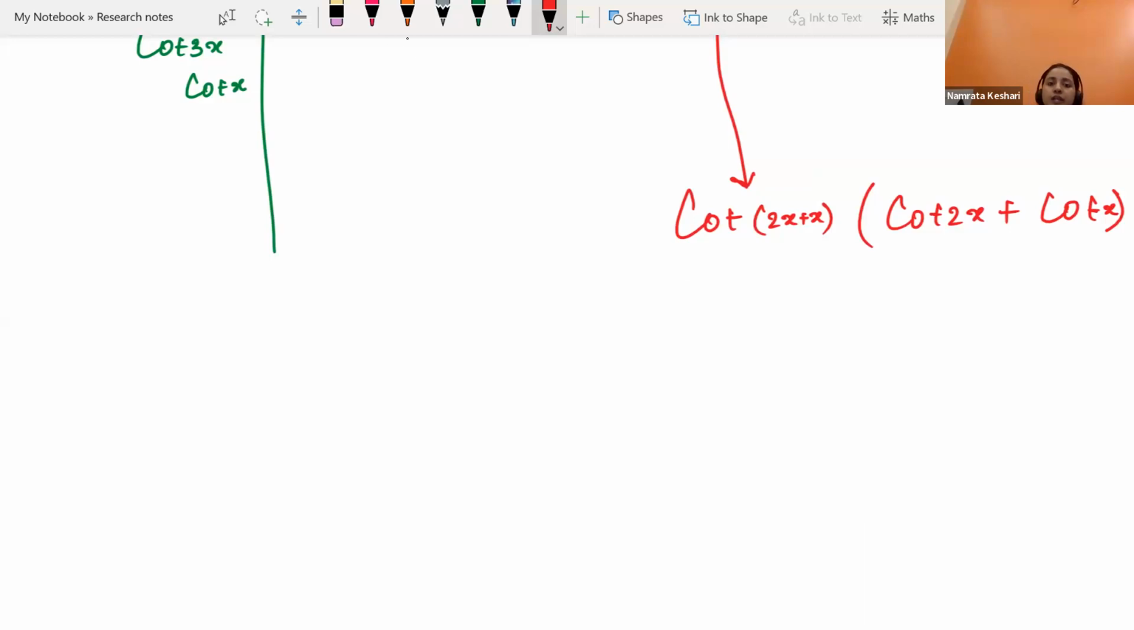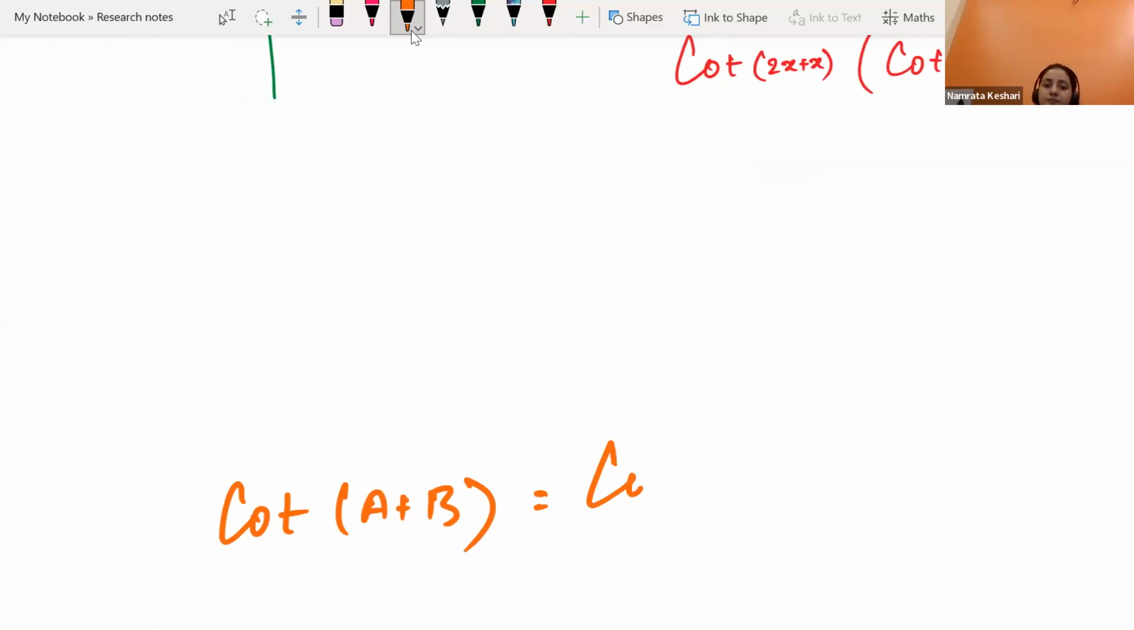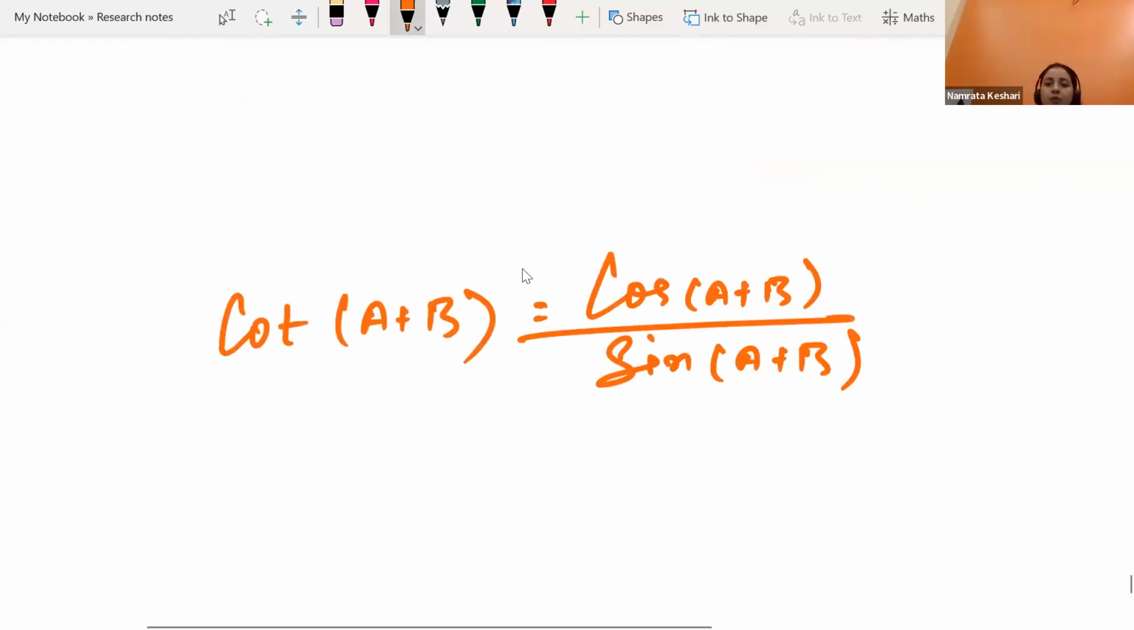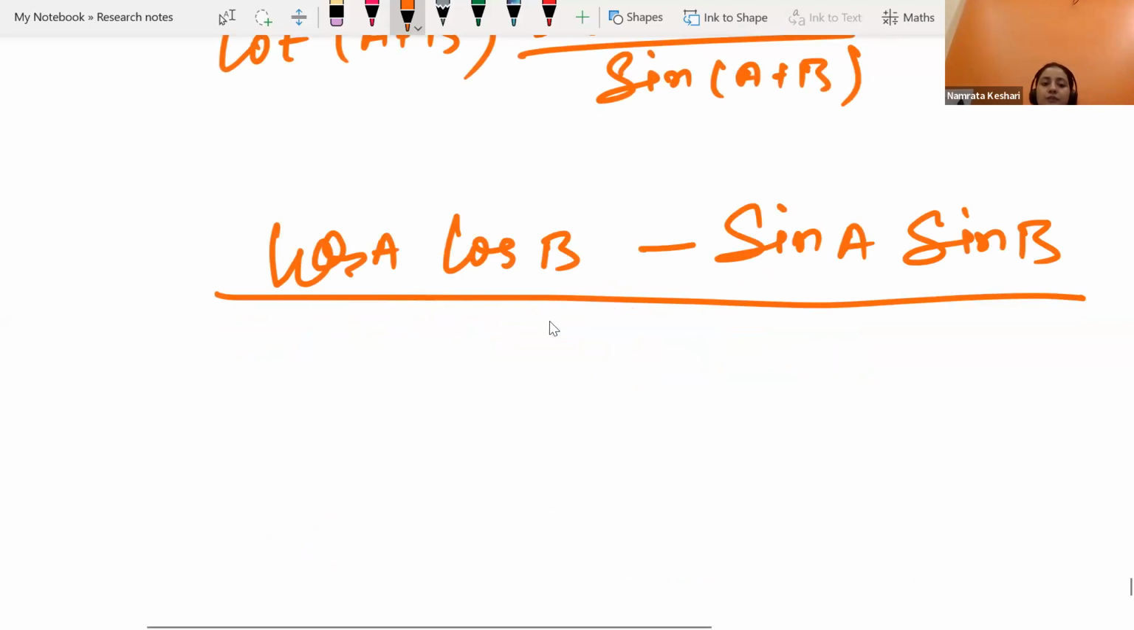Okay, we are not getting what was the formula for cot A plus B. But we know that cot is just the combination of cos and sine, right? Yes, ma'am. It's cot A cot B minus 1 by cot B plus cot A. Yes. Okay. From this part only we are going to get the formula.